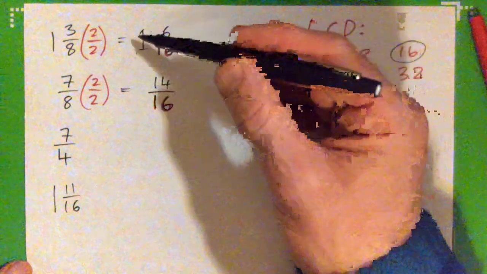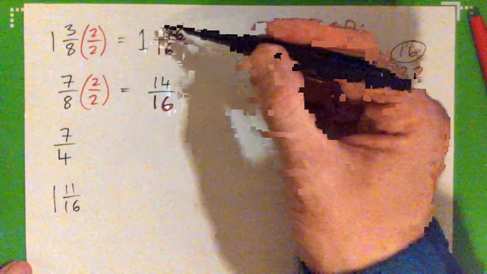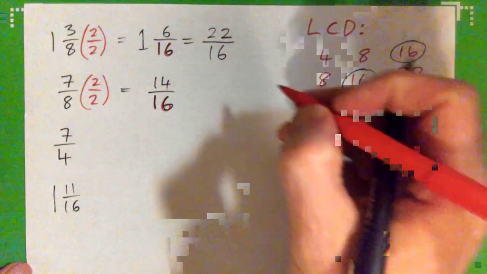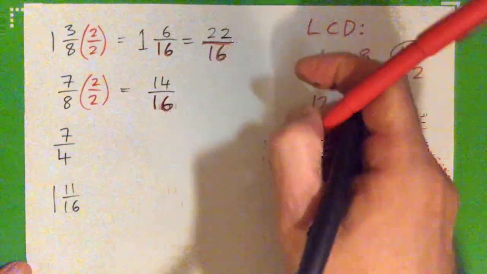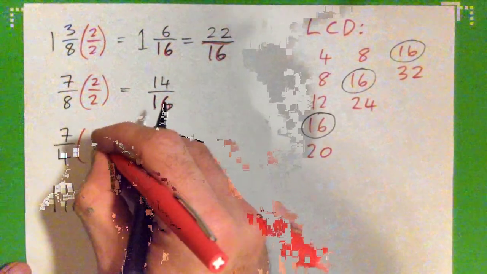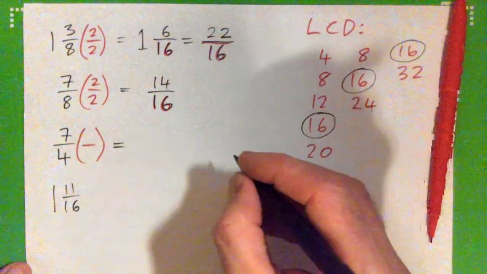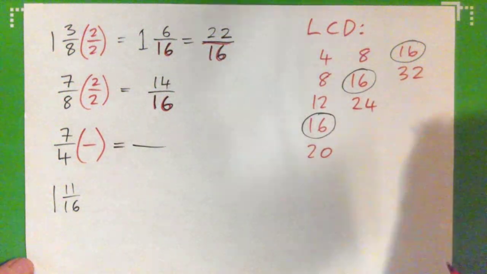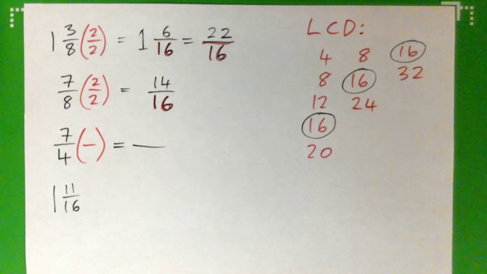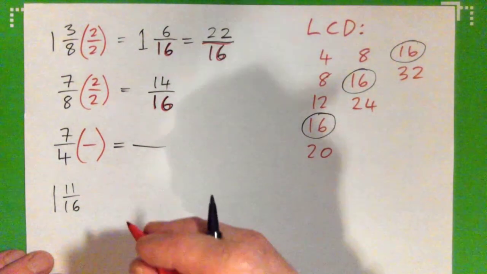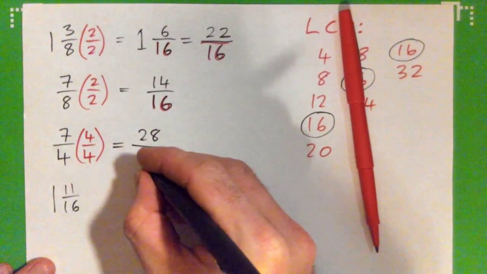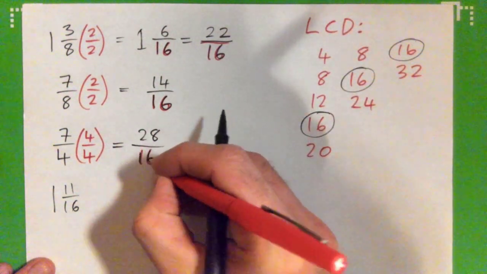What's 1 times 16? 16, and then 16 plus 6 is 22/16, right? So that's 22/16, just to make it even more clear. Now, turn this one into 16ths. What do you got? Right, so you multiply by 4/4. 7 times 4 is 28, and 4 times 4 is 16. 28/16, right?